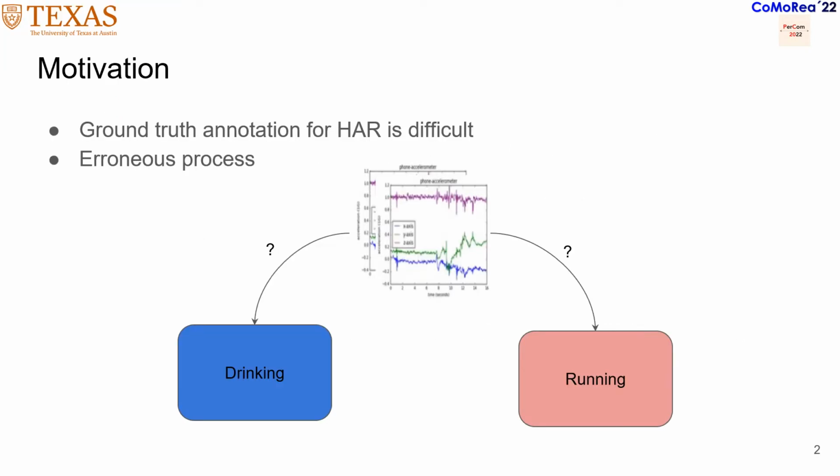The motivation for our work is that ground truth annotation for HAR is a difficult task. For example, sometimes you might ask a user to annotate what he has done as an activity. He might be doing a couple of activities in parallel. He might not have enough time to do this kind of labeling task. He might do this labeling later in the day. So it's very difficult to get accurate activity labels, and it's full of errors. And this was our main motivation for developing our method.